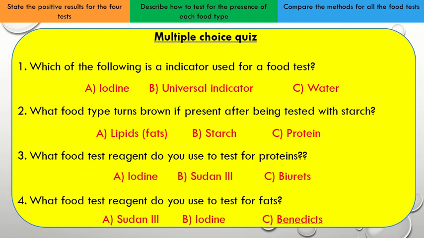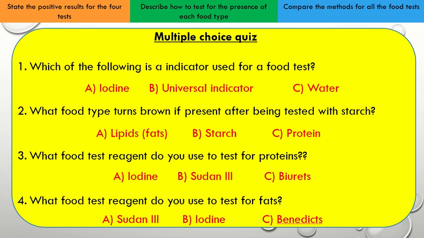So our next task is a multiple choice quiz. What I would like you to do is write down just the number, okay, and then the letter of what you think is correct. So number 1 is asking you, which of the following is an indicator used for a food test? Do you think it is iodine, A? Do you think it's B, universal indicator, or do you think it is C, water? Write down the letter which you think.